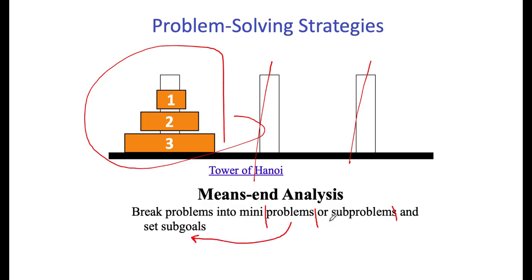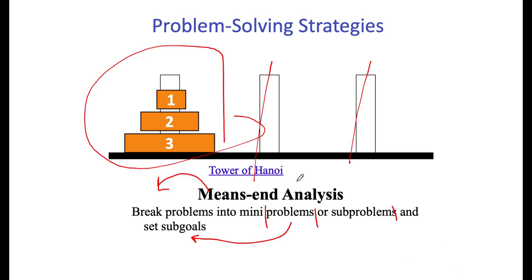We call sub goals and sub problems. So means-ends analysis means asking what the ultimate goal for this problem is, and you break that ultimate goal into small pieces, analyze those problems, and solve the small problems as well. Now, what's the application here?